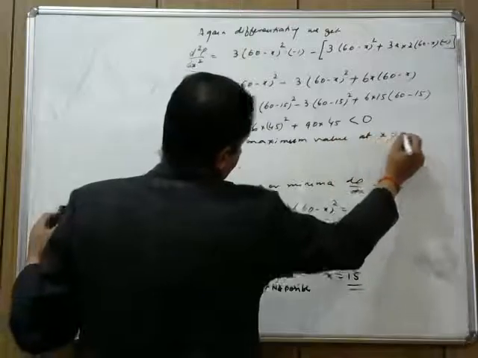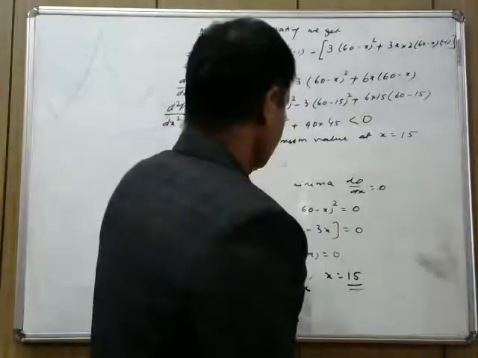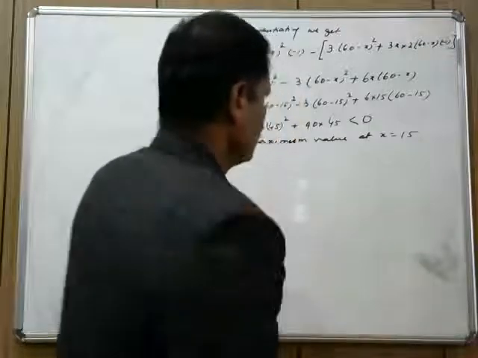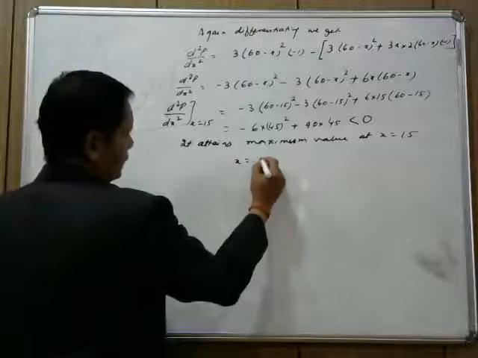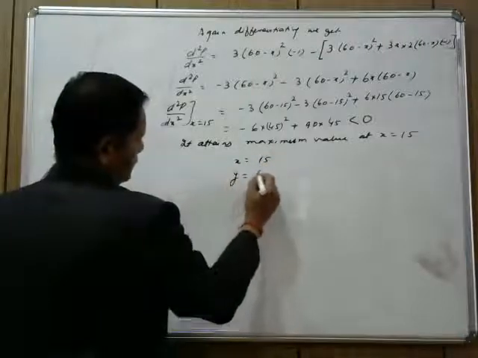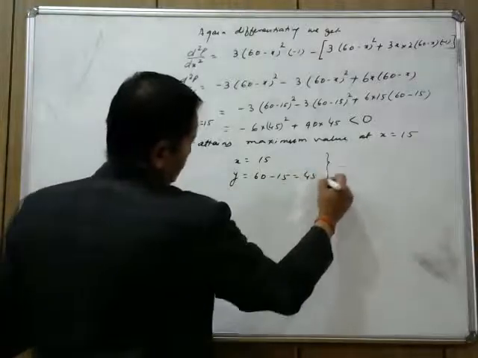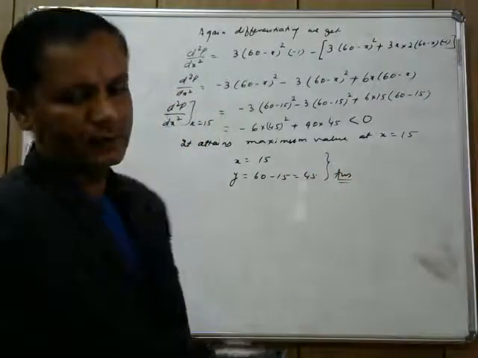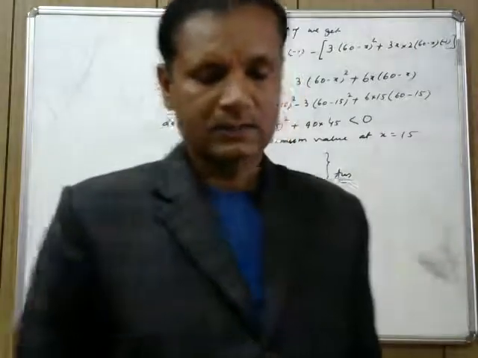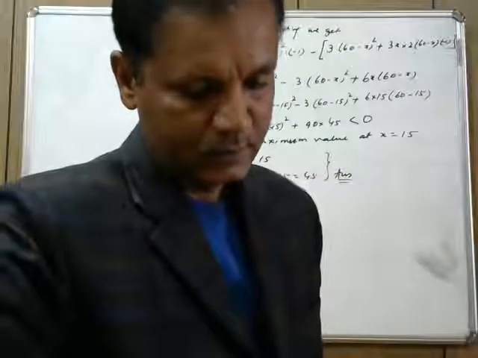at x is equal to 15, and therefore my answer will be the two parts, the value of x and y. When x is equal to 15, y will be 60 minus 15 is equal to 45, and that's why 15 and 45 is the division of the number, so that the numbers' sum is 60 and their product is maximum, right?